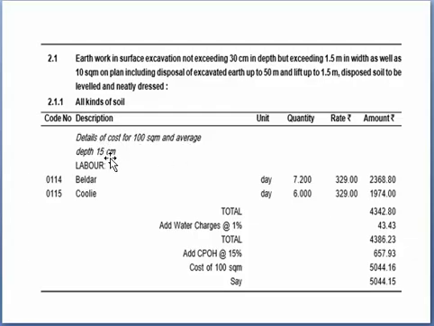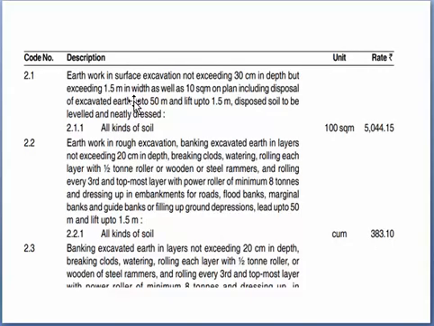Detail of cost of 100 square meter and average depth 15 centimeter. The labor is included because it is just the surface excavation, and the rate which has been derived is 5044.15. So 5044.15, that is the rate which is obtained for 100 square meter, right? So this is the CPWD analysis of rates. Same item 2.1 and same description of item you will see in the DSR, Delhi Schedule of Rates volume 1. So you just have to compare.